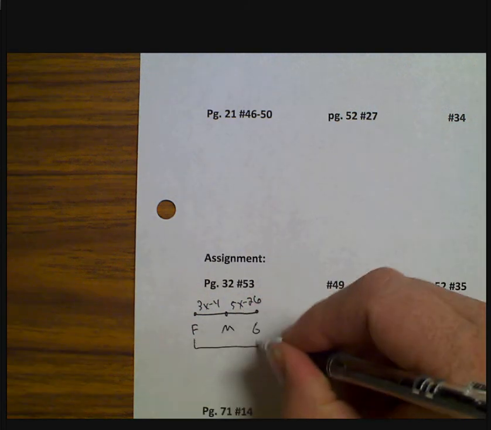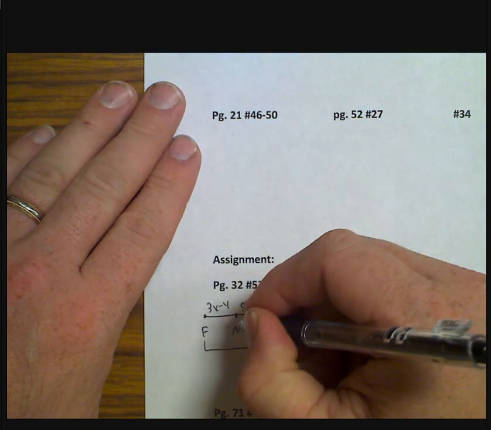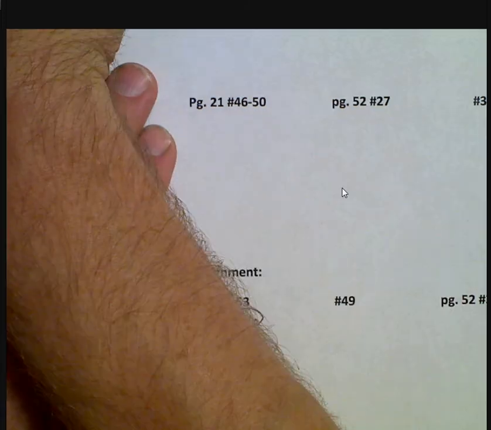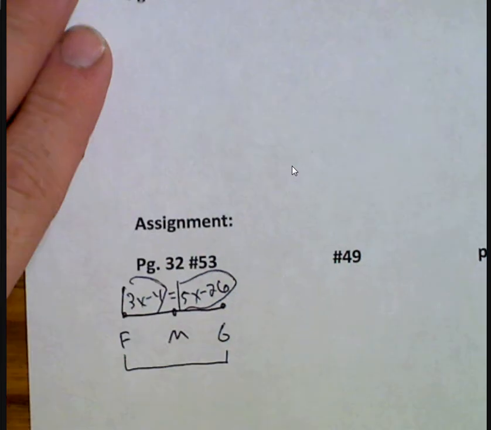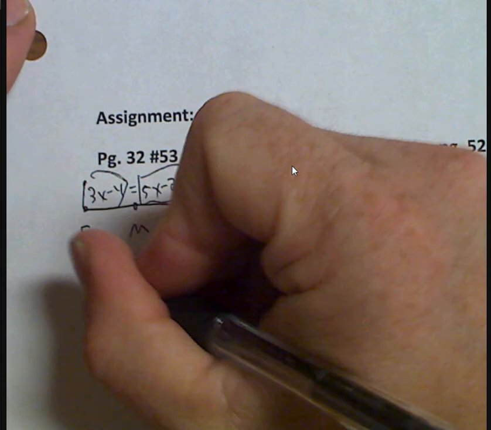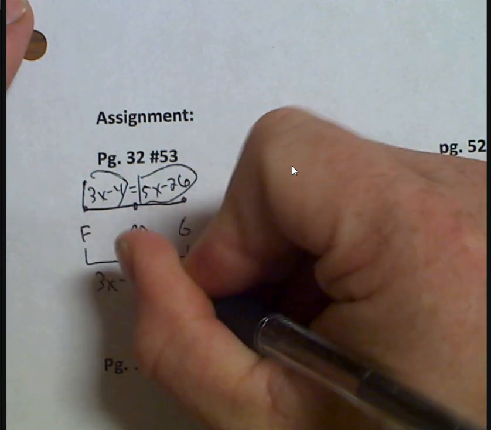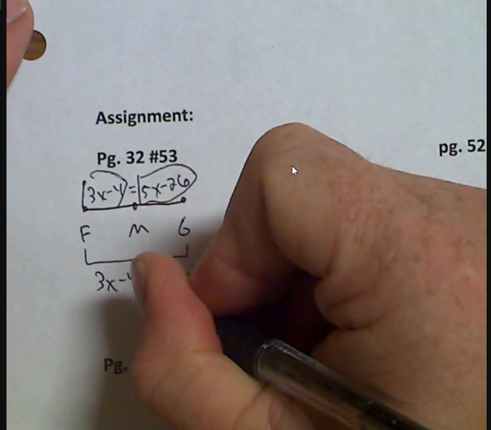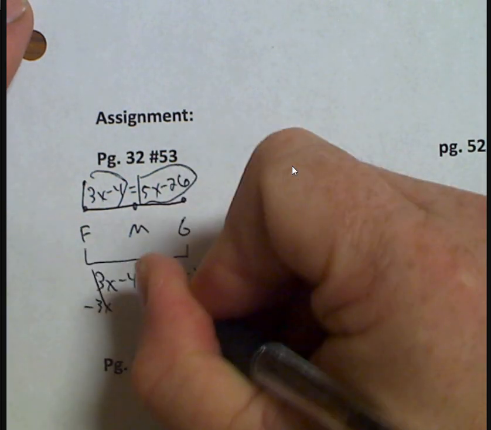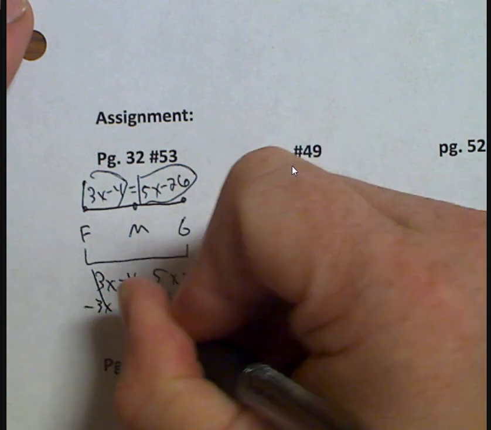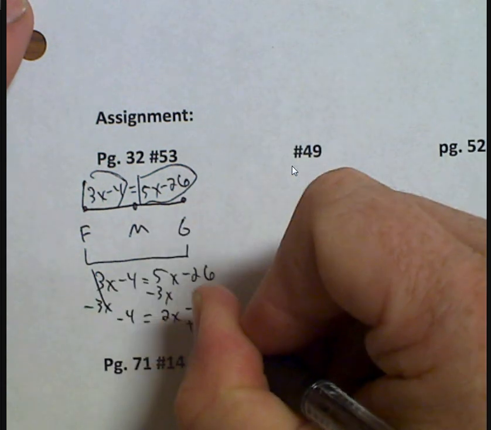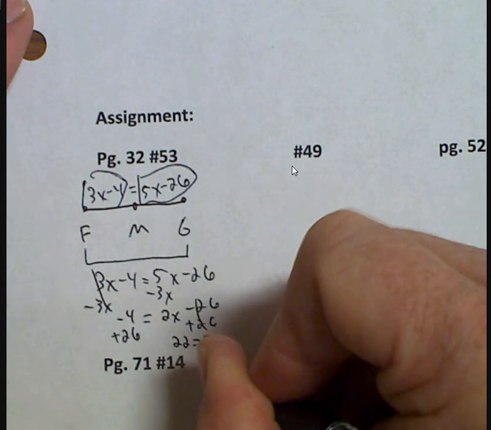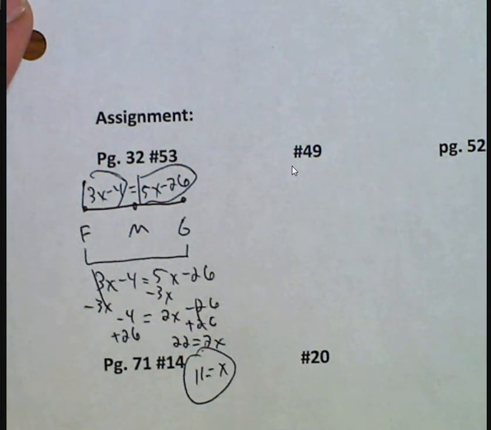So if M is the midpoint, I know that this has to equal this. That is the definition of midpoint. It splits our two segments to be equal. So 3x minus 4 equals 5x minus 26. I'm going to subtract 3x, so 2x minus 26 equals negative 4. Add 26 to both sides. 22 equals 2x, so x has to equal 11.